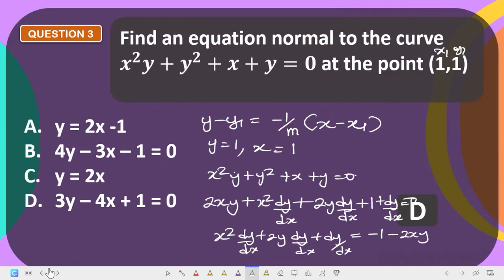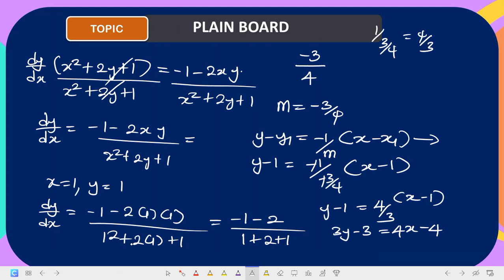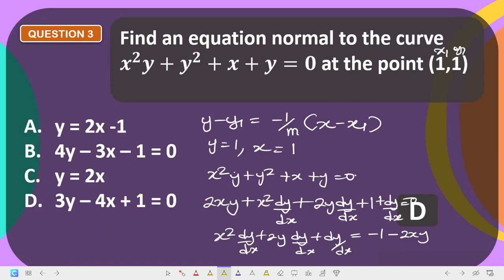So our answer will be equal to 3y minus 4s. Then we have minus 3. If this minus comes to this side, plus 4 is equal to 0. So at the end of the day, our final answer will be equal to 3y minus 4s, minus 3 plus 4 is what? Plus 1. Everything is equal to 0. And that is the solution to that question, which makes option D the correct answer.